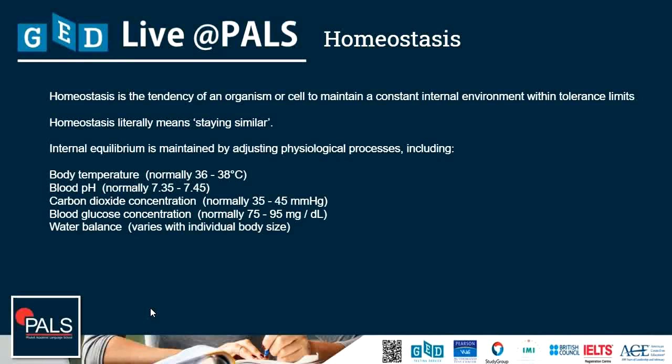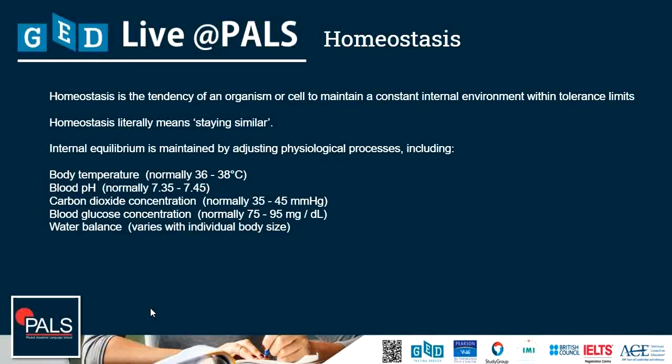Our blood pH is between 7.35 and 7.45, which has to be maintained. The carbon dioxide concentration is very important because it directly affects the blood pH. So carbon dioxide and blood pH are very connected. Our blood glucose concentration, the sugar in our blood, has to be managed very well too. Too much sugar will cause very high blood pressure because water is drawn into the blood.